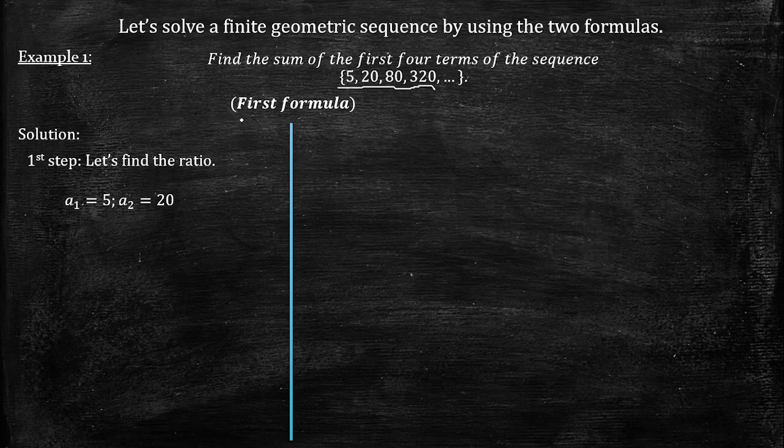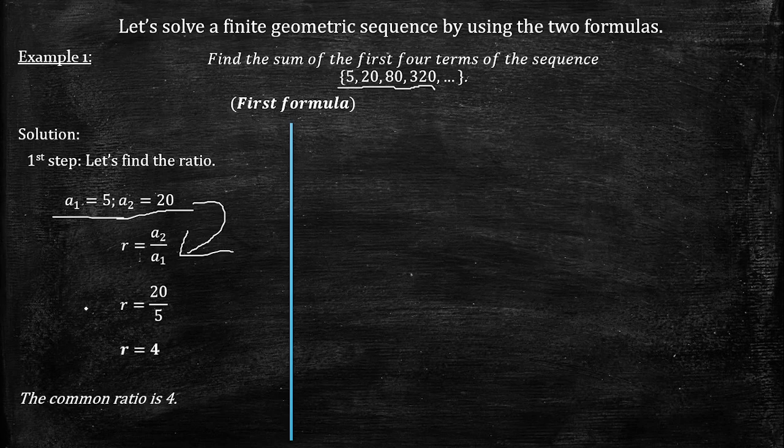So, we choose 5 and 20. So, 5 is the a sub 1 and a sub 2 is 20. So, succeeding term siya. Then, yung formula, customize na natin. Ratio is equals to a sub 2 divided by a sub 1. Then, substitute the values. So, the result will be ratio is equals to 20 divided by 5. Divide the two numbers. So, the common ratio is equals to 4.